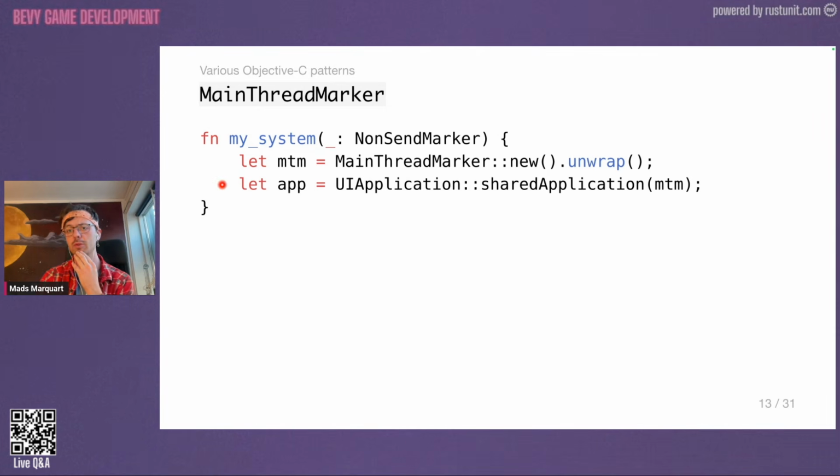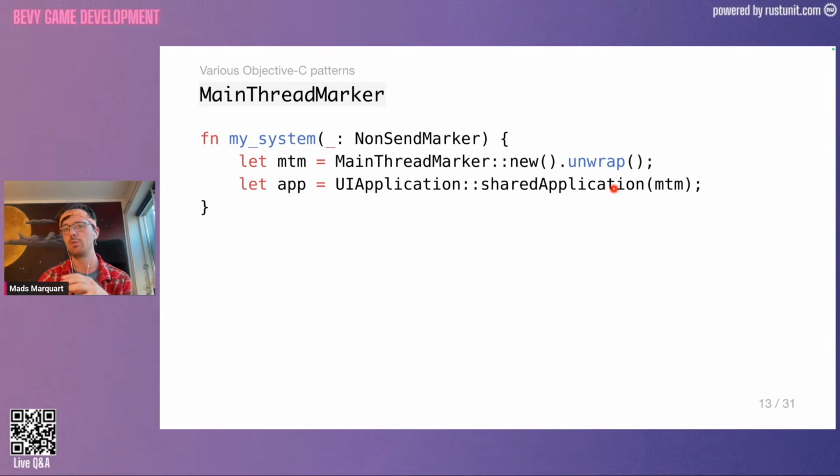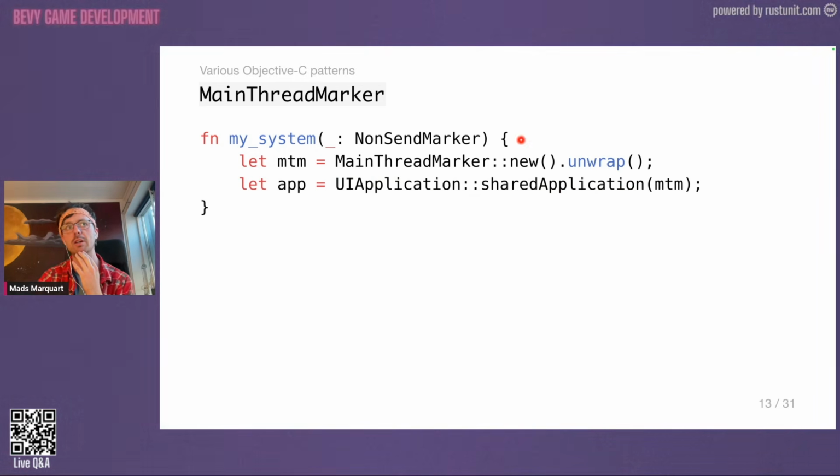And then to actually get the UI application in this case, which must be accessed on the main thread, we would use this marker type. And this unwrapping here is checking that we're actually on the main thread.